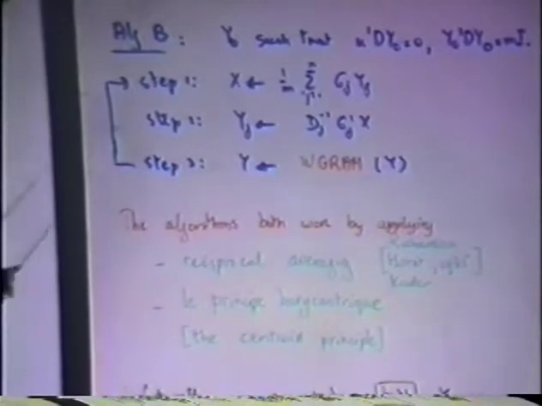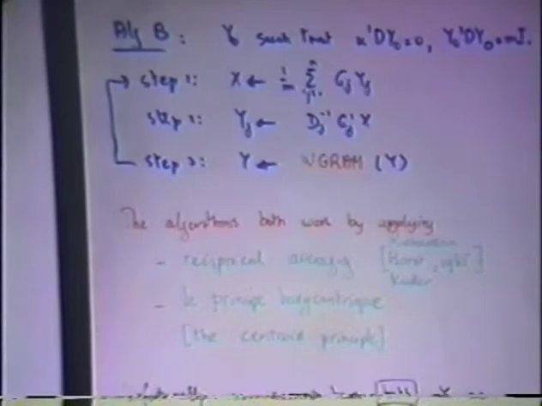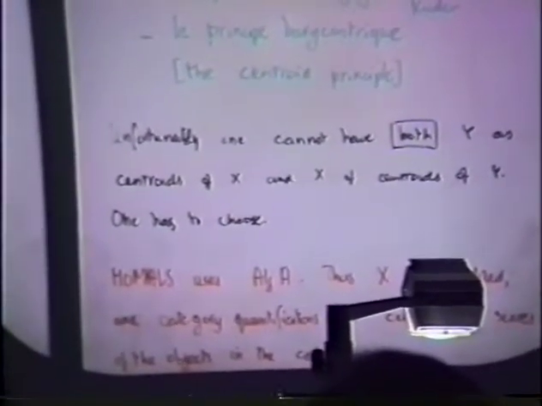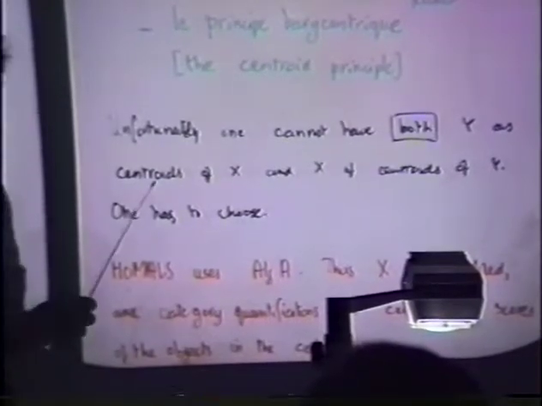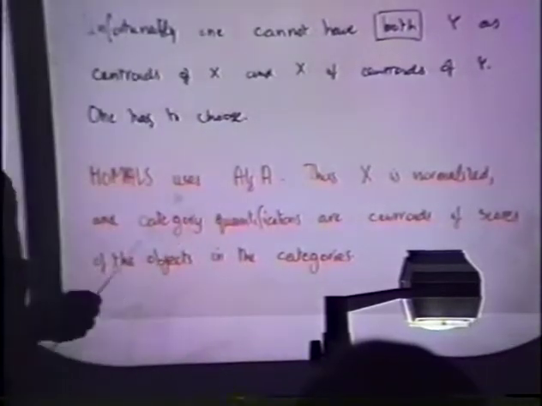So you cannot have it both ways. That's the difference between the algorithms. You cannot have both y as centroid of the x's and x as centroid of the y's. One has to choose between one of the principes barycentriques. There's a principe barycentrique for columns, there is one for rows. Homals, which is our program for homogeneity analysis, uses algorithm A.